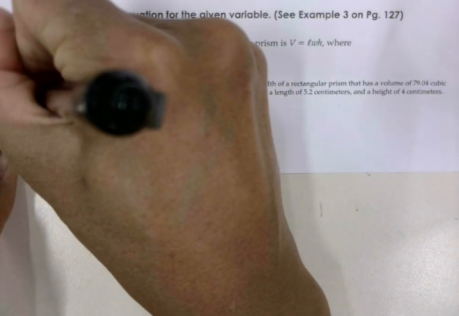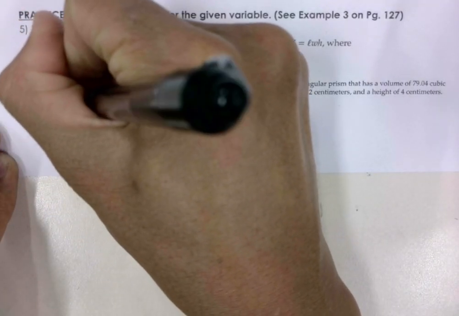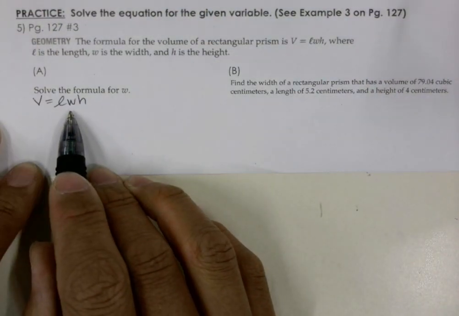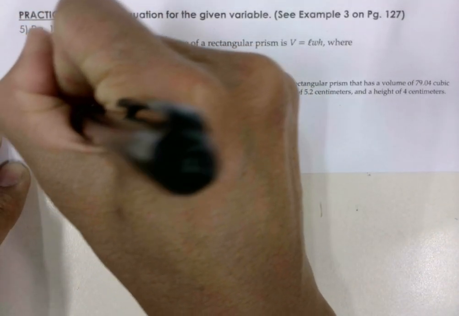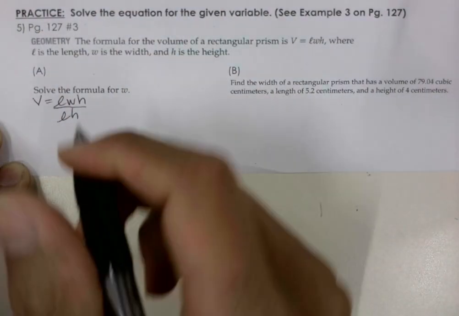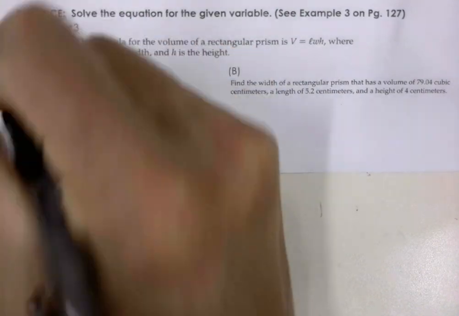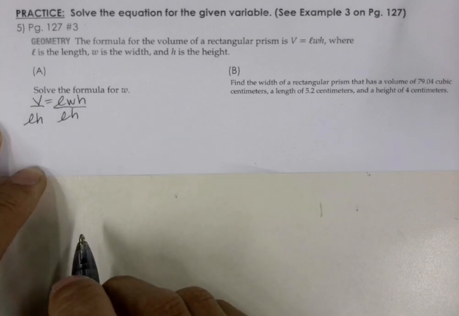So we have the original formula, V is equal to L times W times H. To get the W on the right side all alone, we can divide by L and H. Divide by L times H on the right side of the equal sign, and also divide by L times H on the left side of the equal sign.